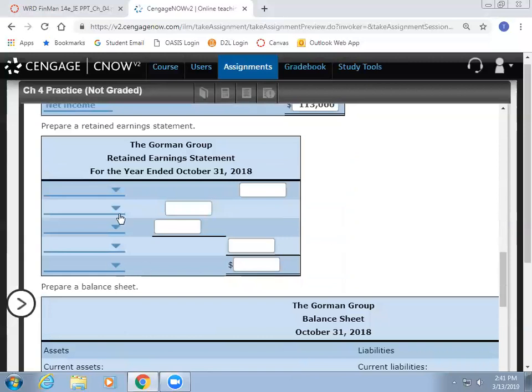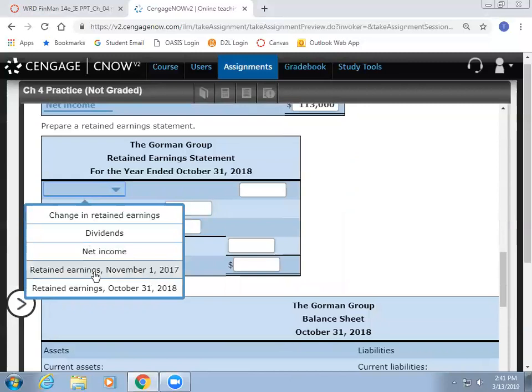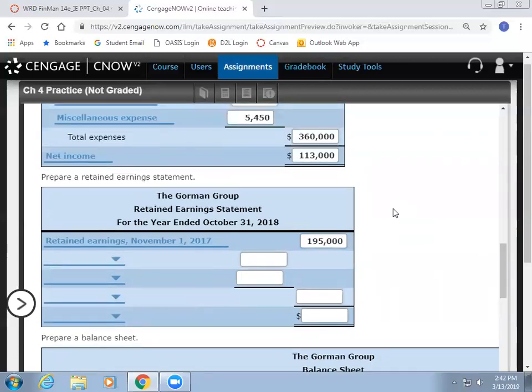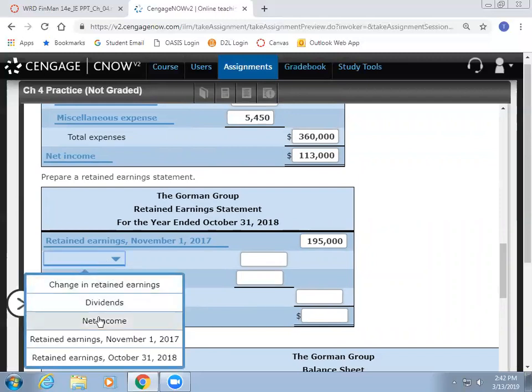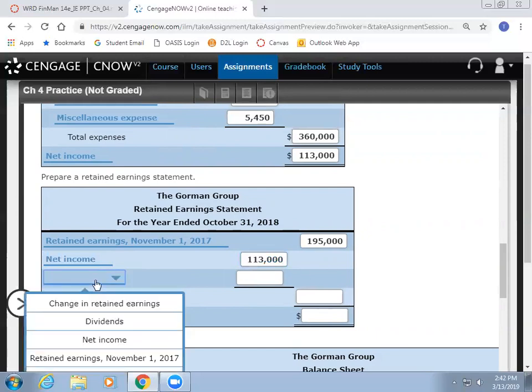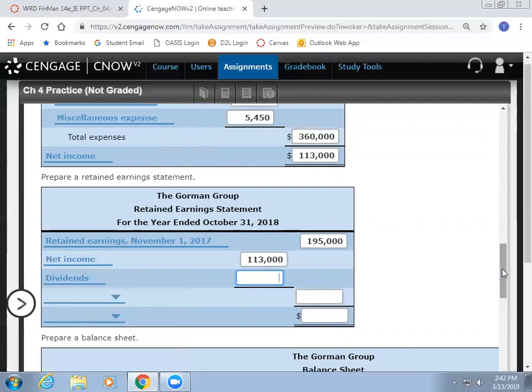Right? It's about time. Then we move on to the retained earnings statement. Well, we start with our beginning retained earnings, which was November 1, 2017, the beginning of their fiscal year. And again, this is on that adjusted trial balance. It's $195,000. We're going to calculate our increase in retained earnings. So we're going to start with net income, which we just calculated. So that's the $113,000. Then we're going to subtract out our dividends, which are $20,000.